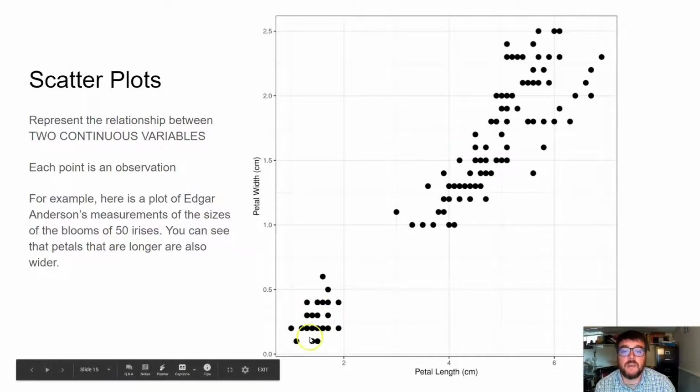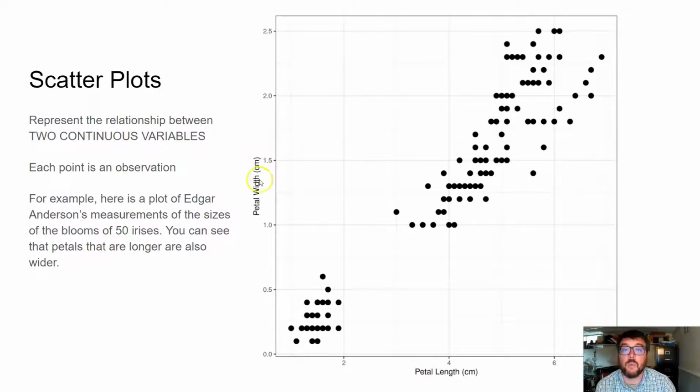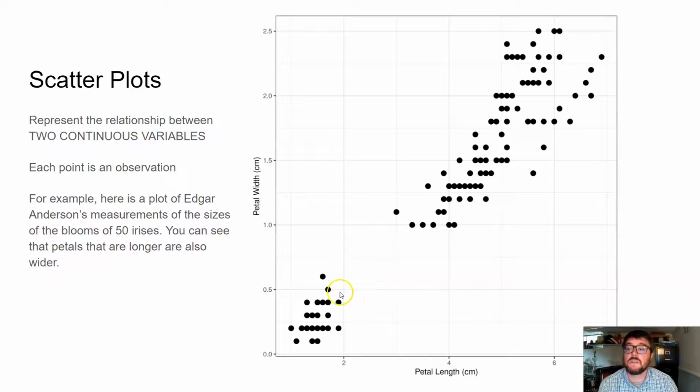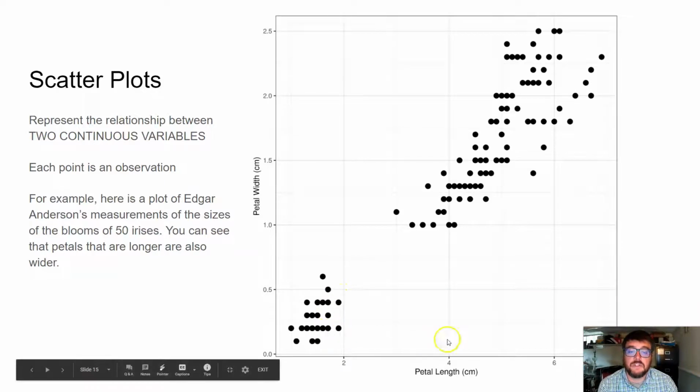So here we have measurements of petal length and petal width made by Edgar Anderson more than 100 years ago. And each of these dots is an individual petal from an individual iris. So you can see that the relationship between length and width is that as the petals are longer, they're also wider. It's a pretty linear relationship, we might say.